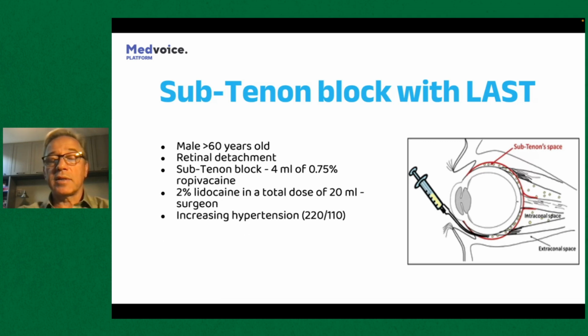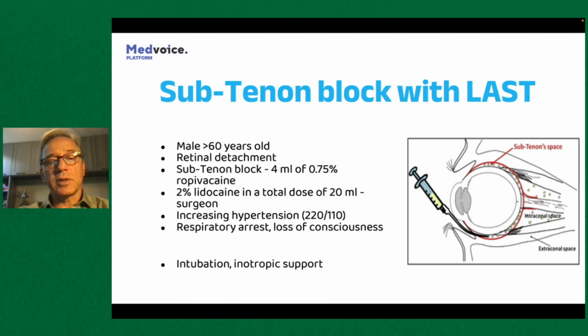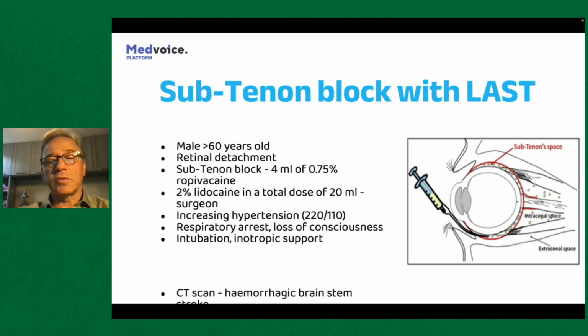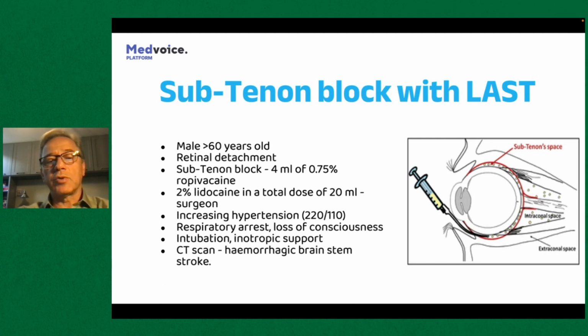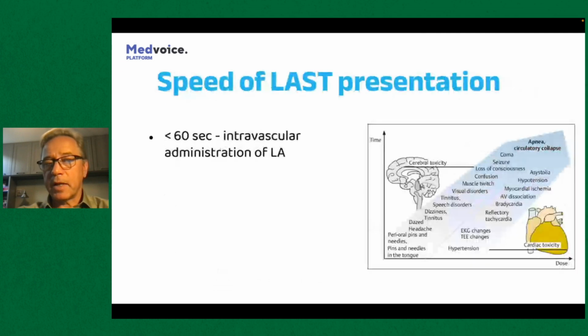They noticed during the case increasing hypertension up to 220 over 100, and tachycardia was also present. Then suddenly this patient developed, about 40 minutes into the procedure, respiratory arrest and loss of consciousness. They were intubated, provided inotropic support, and taken to CT scan, which revealed a hemorrhagic brainstem stroke. So this could be a case of systemic local anesthetic toxicity causing high blood pressure, a popped vessel, and hemorrhagic stroke. Fatal outcome after 24 hours.